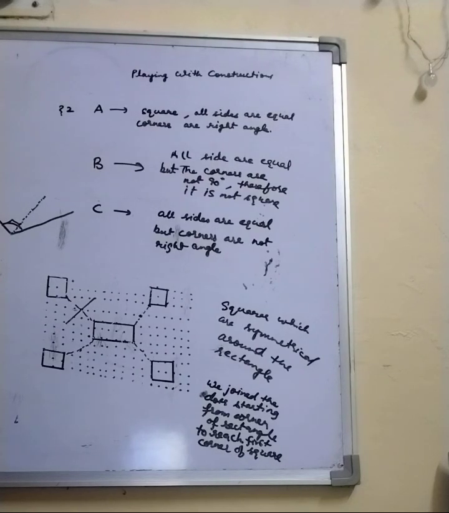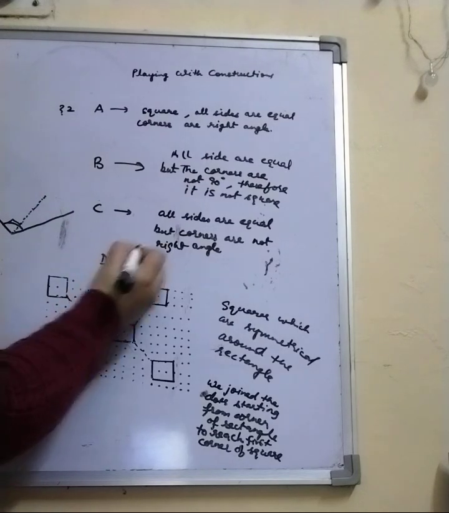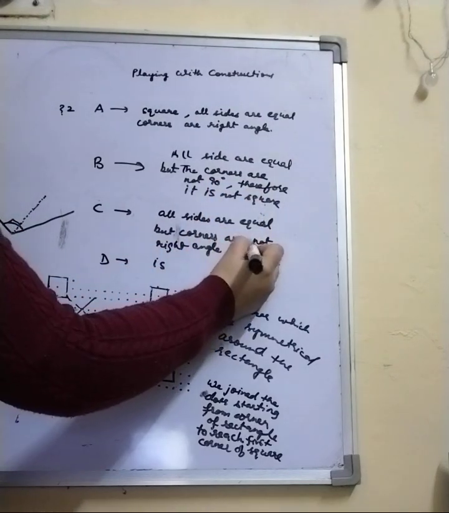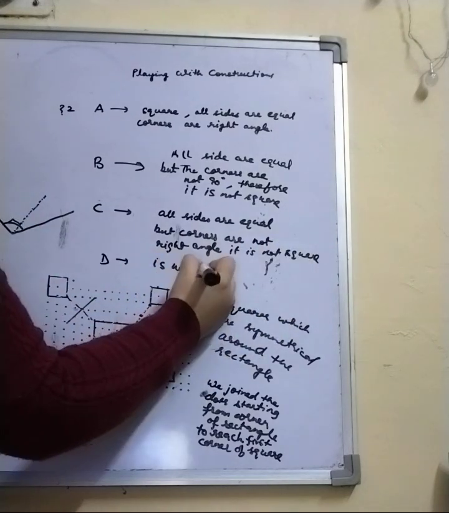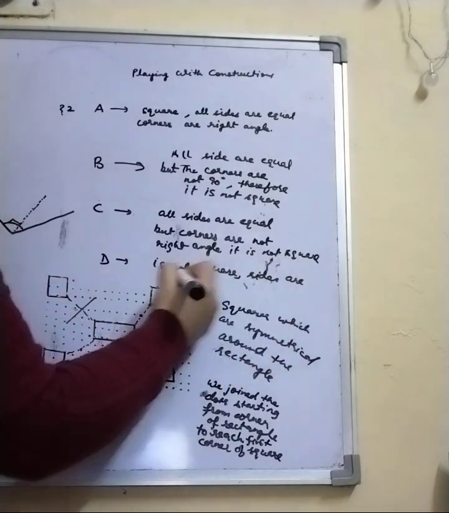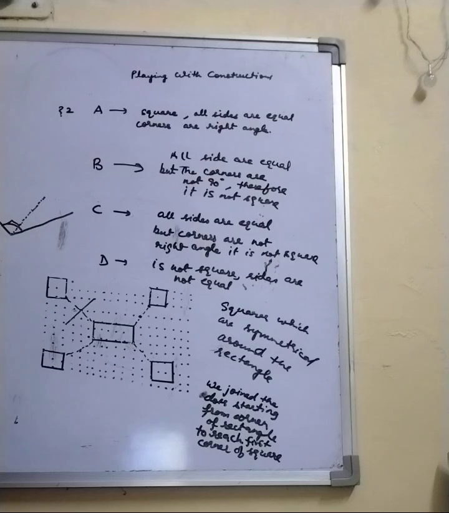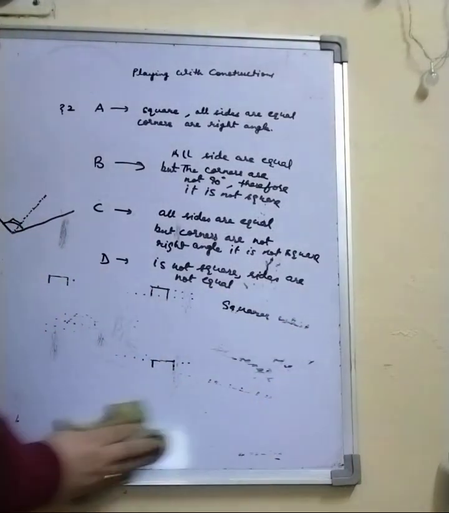The last one, the points are joined but the sides are not. Okay, so the last one you will say it is not a square. What is the reason? Sides are not equal. Angles are 90 degree, but sides are not equal, so therefore this is also not a square.